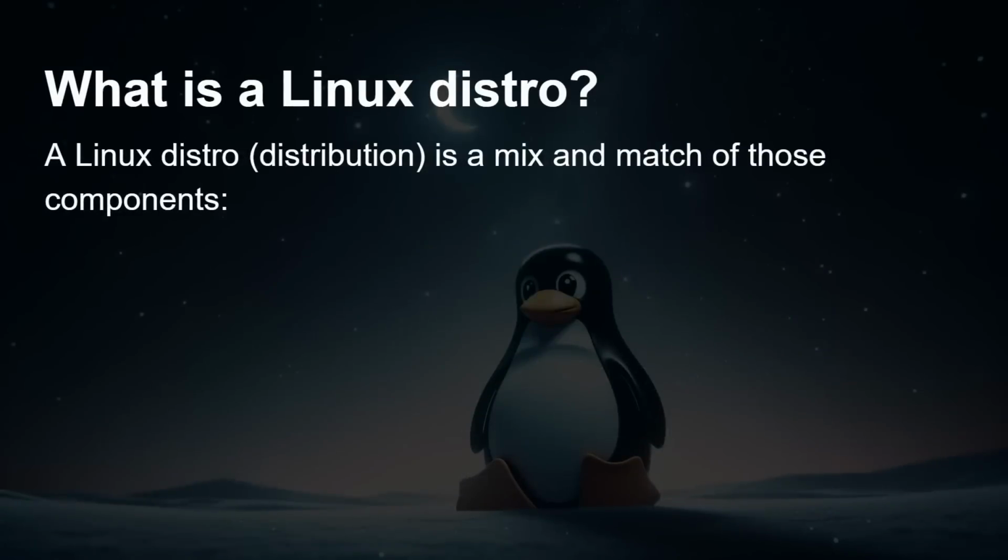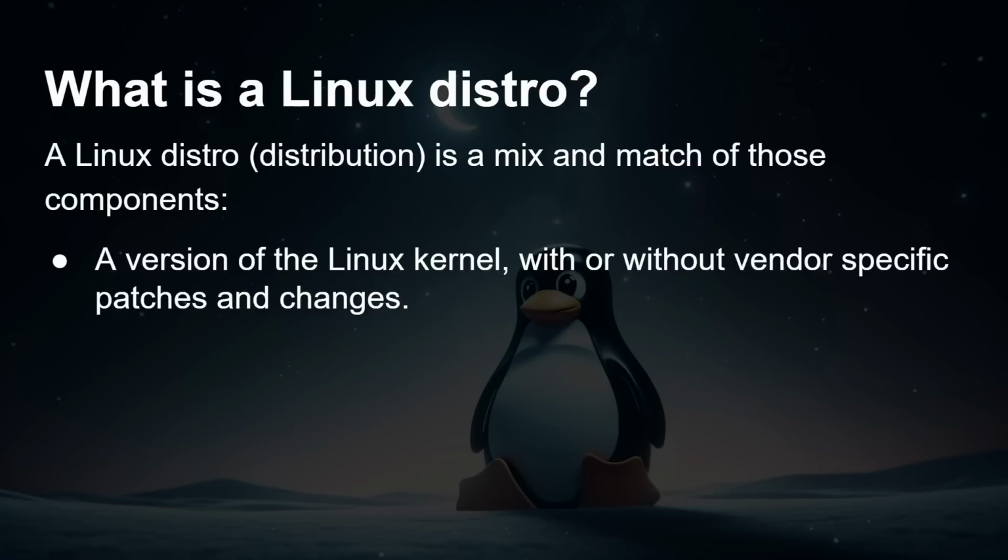So a Linux distribution, that's what distro means, is a mix and match of all of those different things, because there's not just one of each of those things. In fact, there are lots of different versions. So there's a version of the Linux kernel. So there are long-term support versions, there are bleeding edge versions, there are versions that have got bespoke backport patches that a particular Linux distro might want to include.